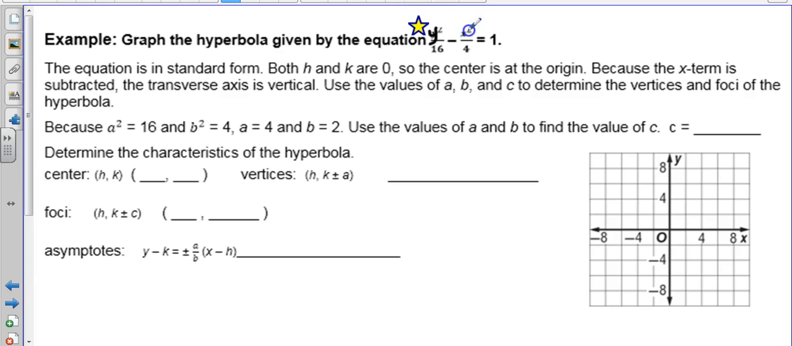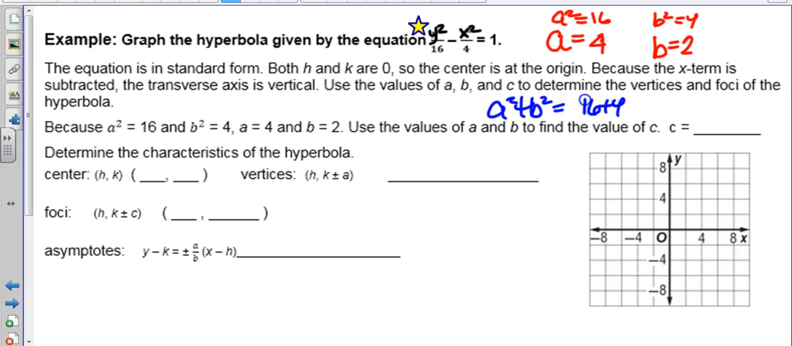It says y squared over 16 and x squared over 4. Sorry, it's not very clear on there. So what do you know? A is how much? That's a squared. Yeah, be careful. A squared is 16, so a is 4. B squared is 4, so b is 2. Want to find c while we're at it? Remember, it's a squared plus b squared, so it would be 16 plus 4, square root of 20, or 2 square roots of 5.